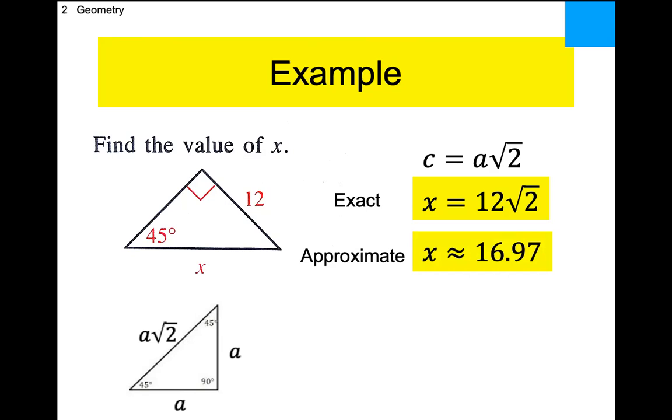Remember, multiplication is commutative. For me, since the square root of 2 is always the hardest thing to type in, I do the square root of 2 first and then multiply by 12. It can be done either way. On the graphing calculator, though, it's very easy to do.